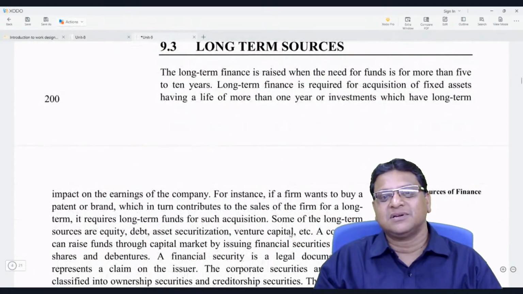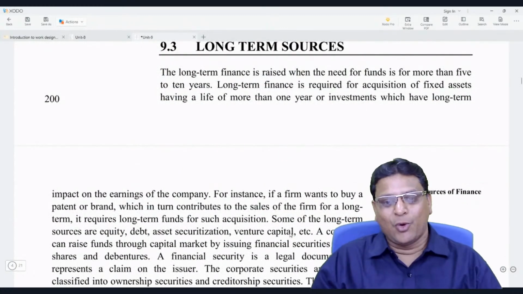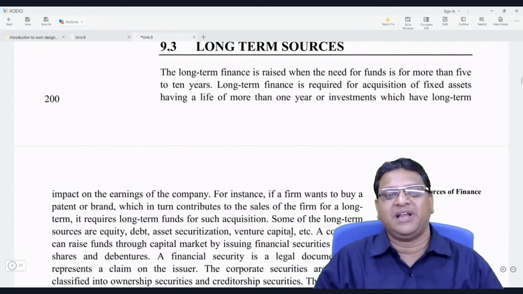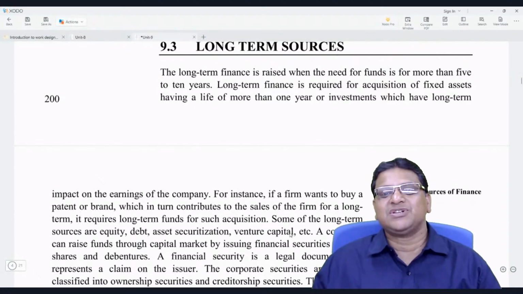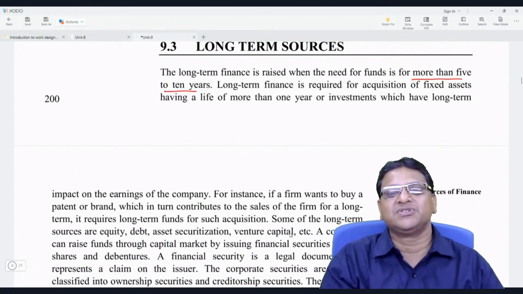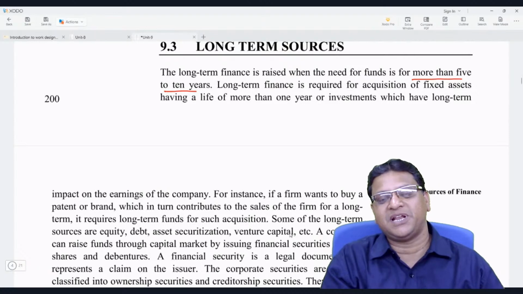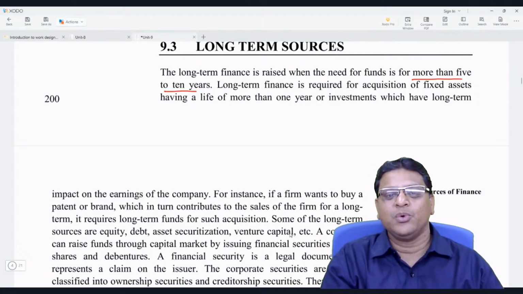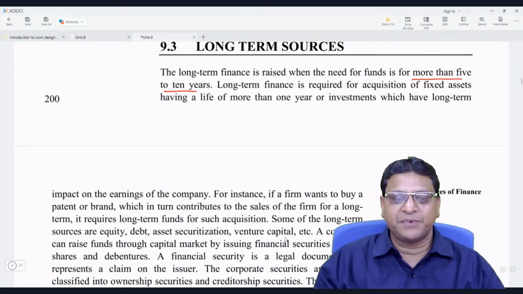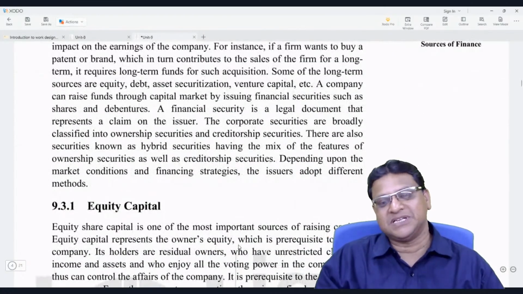Next, we will discuss one by one different long-term sources of finance. Next, we will discuss different short-term sources of finance. We have already discussed what is long-term source of finance. That means the finance which is available for 5 years or more, that is known as long-term finance. 5 years finance, 10 years finance, 20 years finance. We have already discussed these finances are obtained for establishing the business.